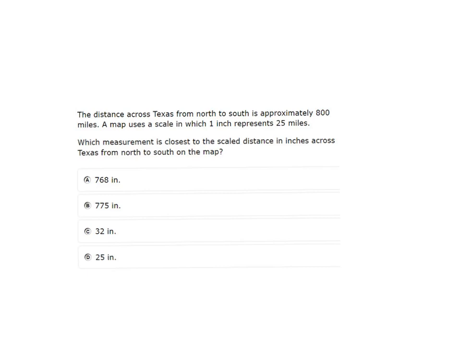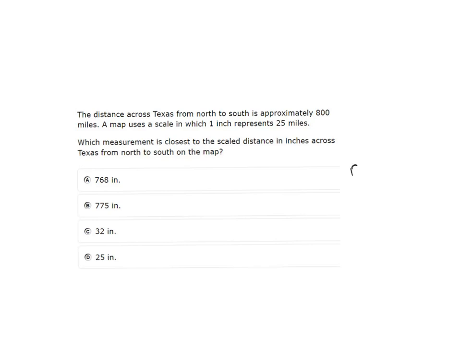The distance across Texas from north to south is approximately 800 miles. A map uses a scale in which 1 inch represents 25 miles. Which measurement is closest to the scale distance in inches across Texas from north to south on the map?